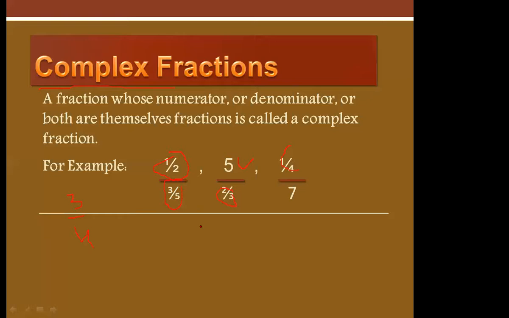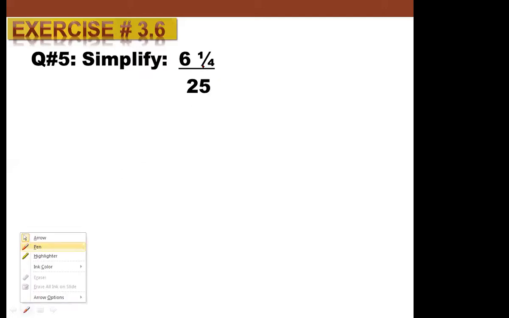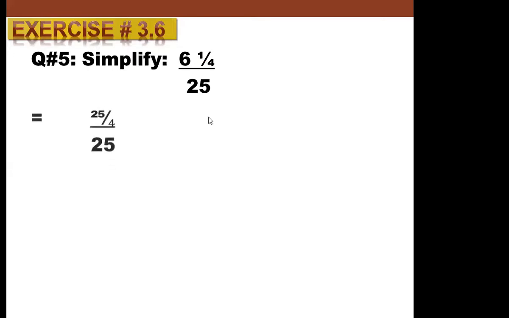So in this lecture, I am going to show you how to solve this type of complex fraction. In exercise number 3.6, question number 5 is the complex fraction. Simplify 6 whole 1 upon 4 divided by 25. 6 whole 1 upon 4 is itself a fraction, then this fraction is divided by 25. So what you have to do here, in the first step, you will convert this mixed fraction into an improper fraction. How? You will simply write, 4 6s are 24, 24 plus 1, 25 upon 4 divided by 25.